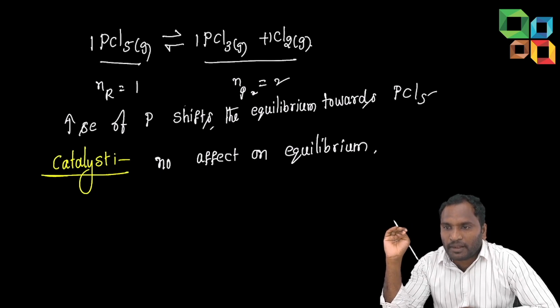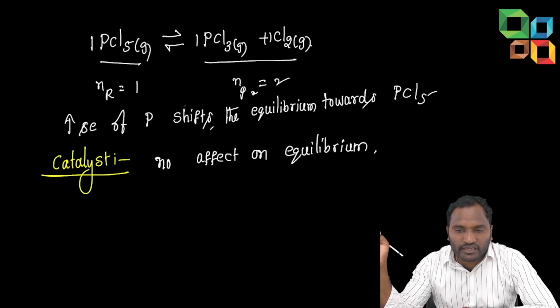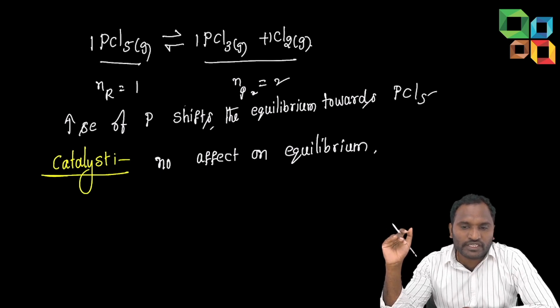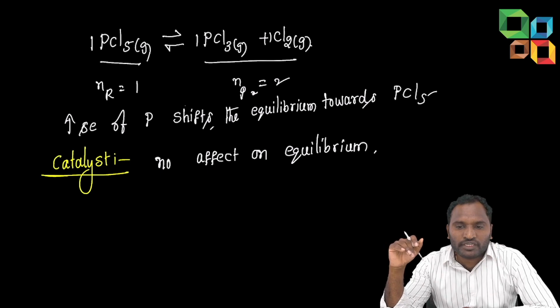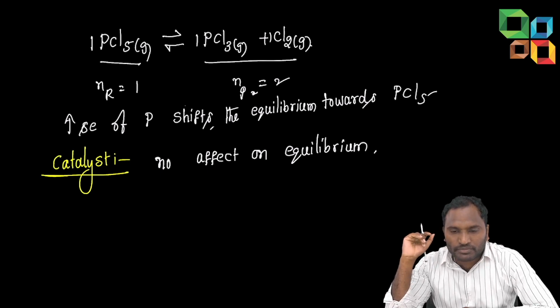To identify exothermic and endothermic, most of the time they are giving delta H values. If delta H value is positive, it is endothermic; if delta H value is negative, it is exothermic. Accordingly, you can write the temperature effect.